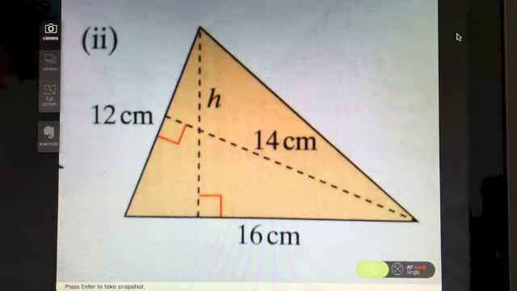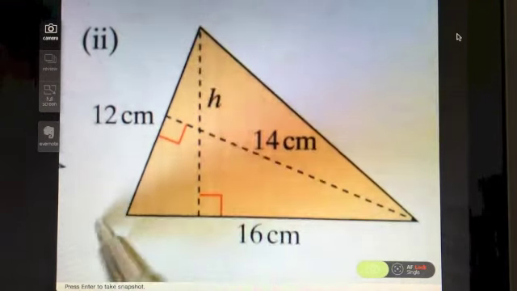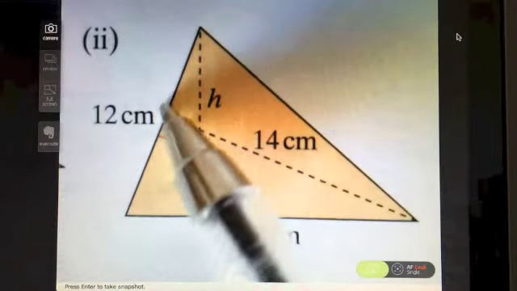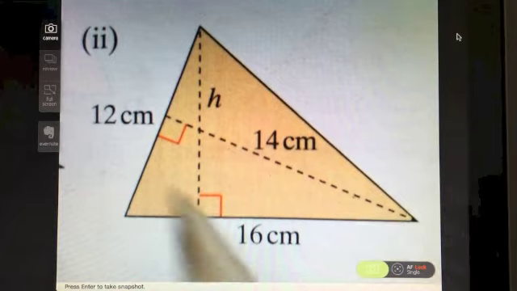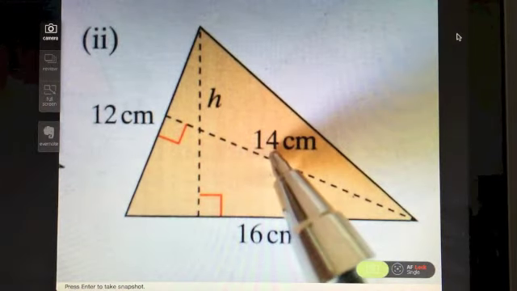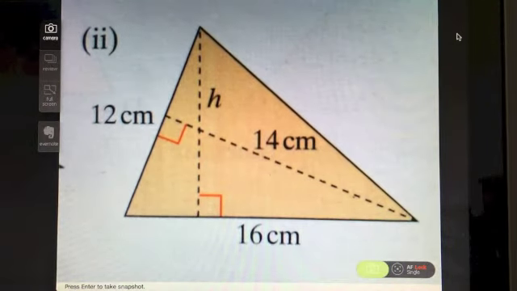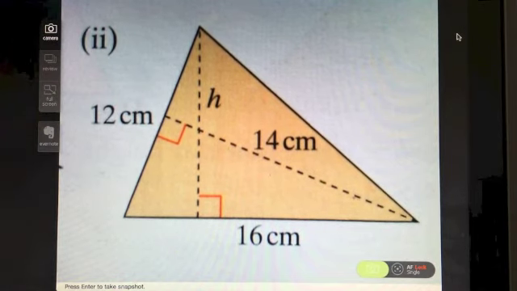And that has to equal taking this side as the base, and therefore this height of 14 as the perpendicular height, half the base times the perpendicular height here, half 12 times 14, also has to give me the very same area.